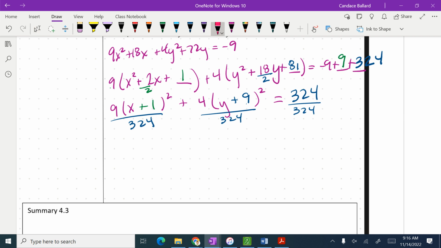Let's see. How many times does 9 go into 324? 36. And then how many times does 4 go into 324? 81. Look at nice square numbers, aren't they? That was really nice of them. If it's not nice square numbers, it's ugly. So we've got (x+1)^2 over 36 plus (y+9)^2 over 81 equals 1.